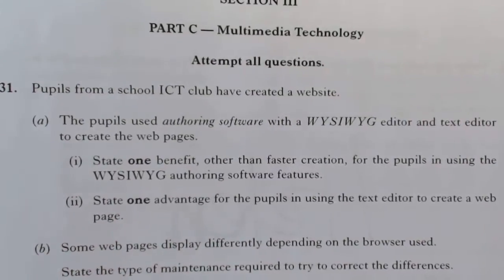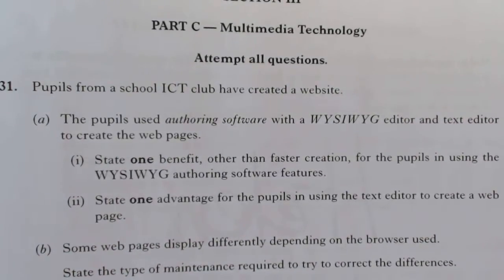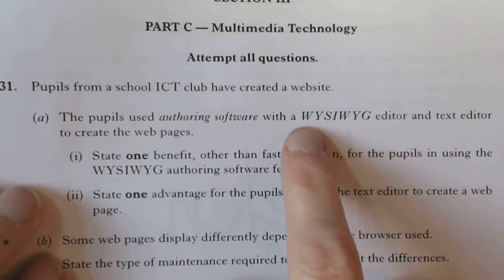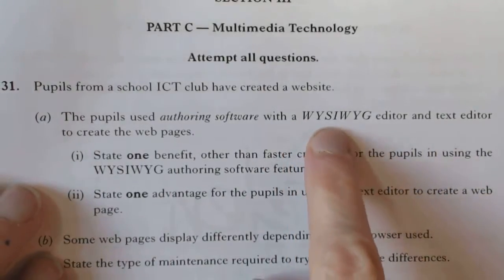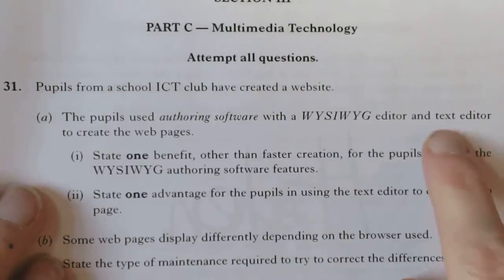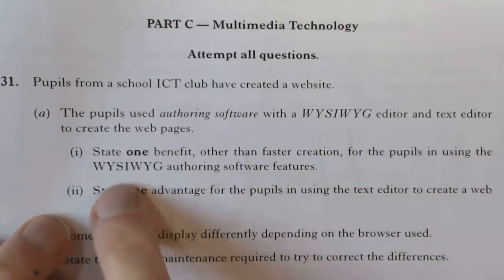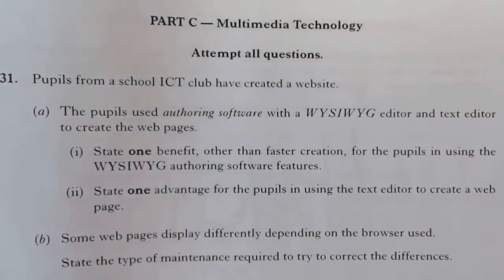Right, so here's your multimedia section. What they're asking you is about different types of software you can use to create multimedia. So they're saying you've got authoring software using WYSIWYG, which just stands for what you see is what you get. And you've got a text editor, okay? They just want the benefit of WYSIWYG and the advantage of using a text editor.